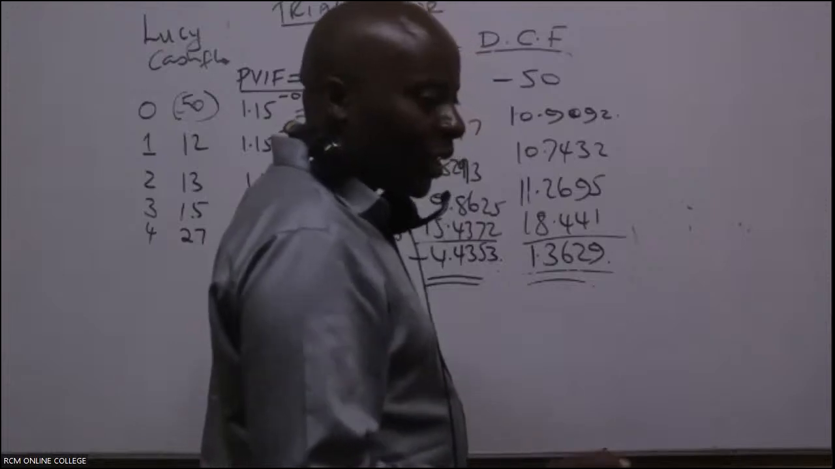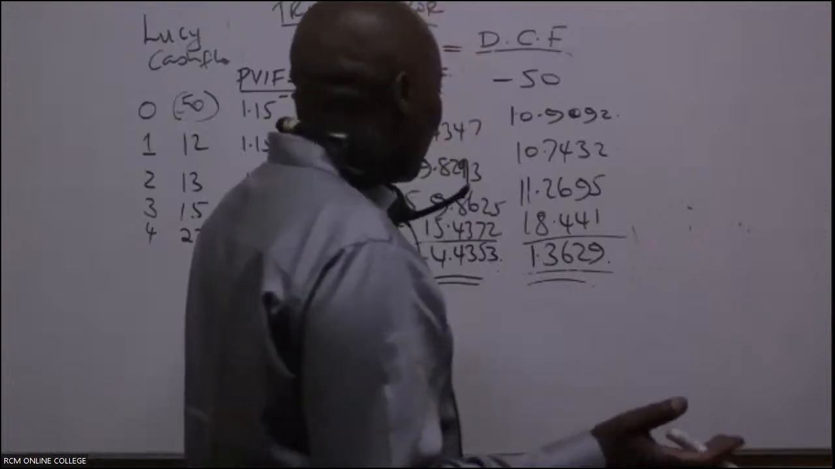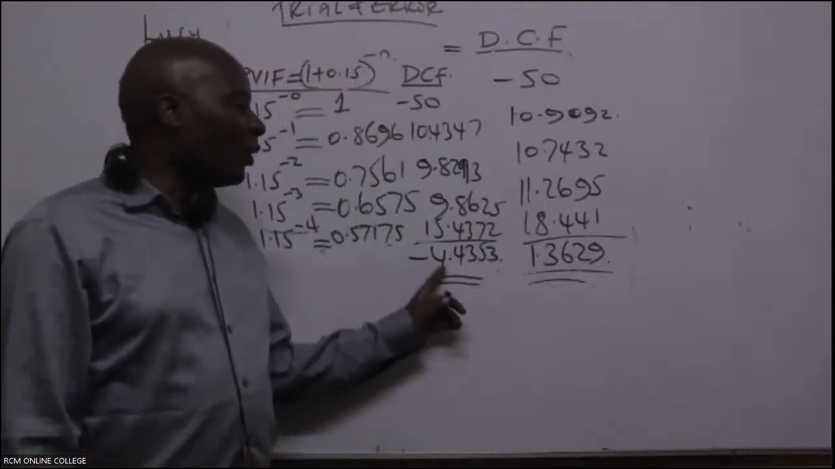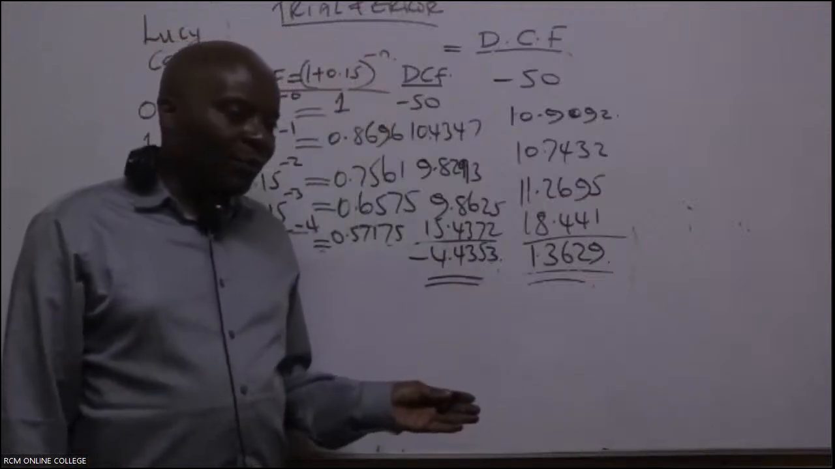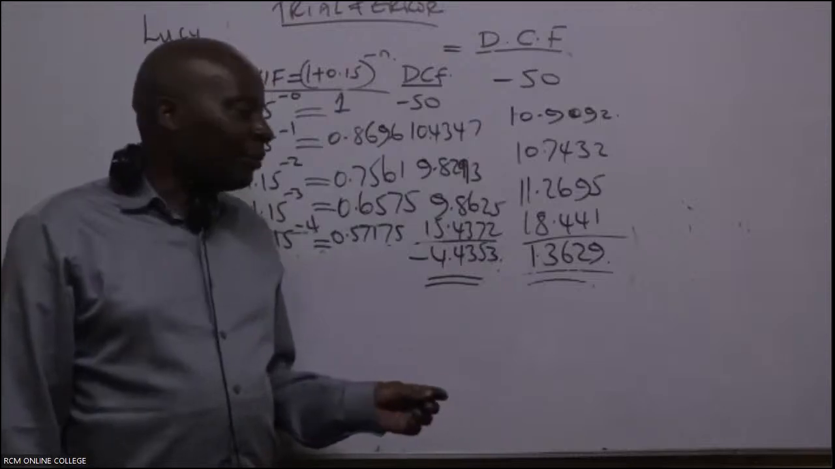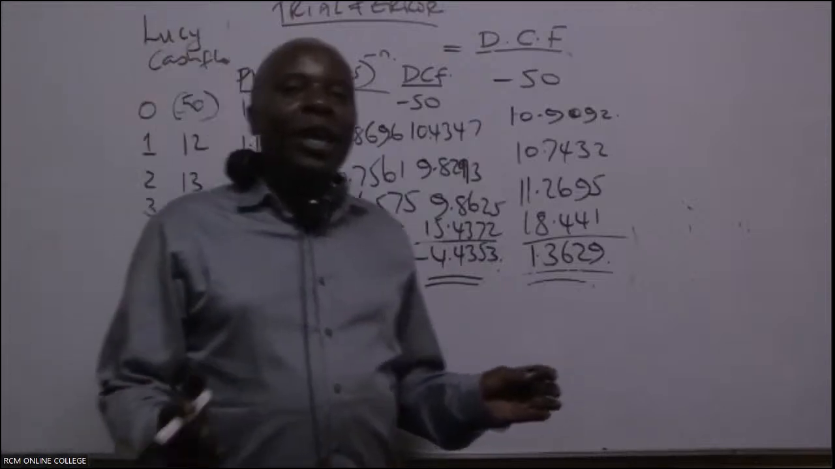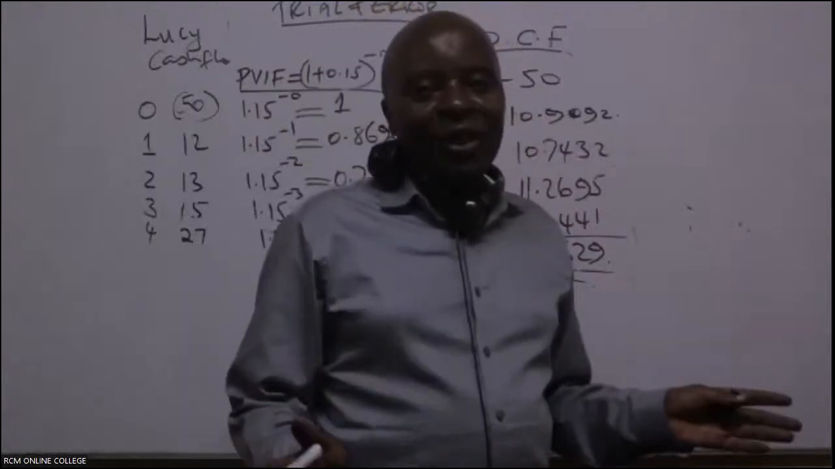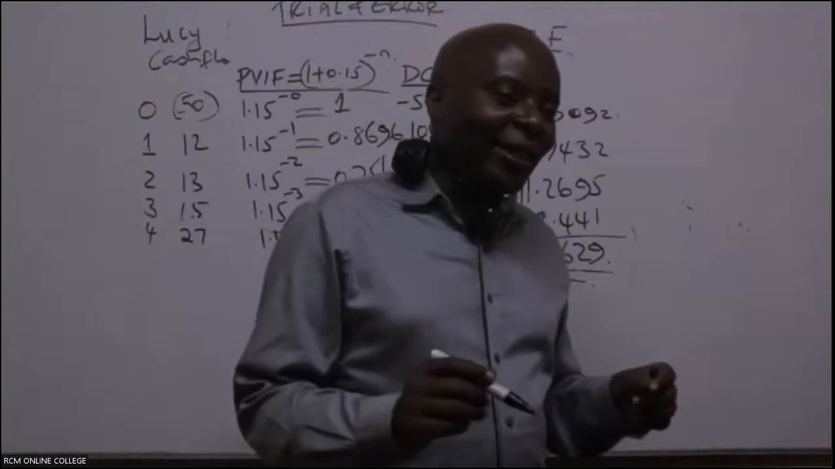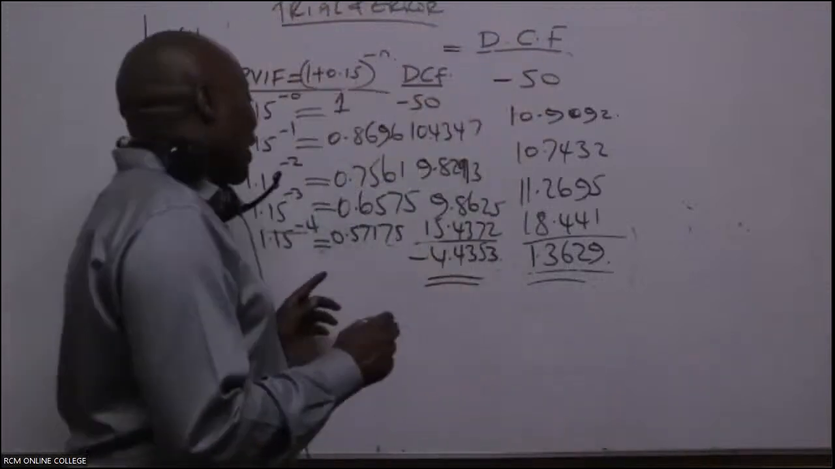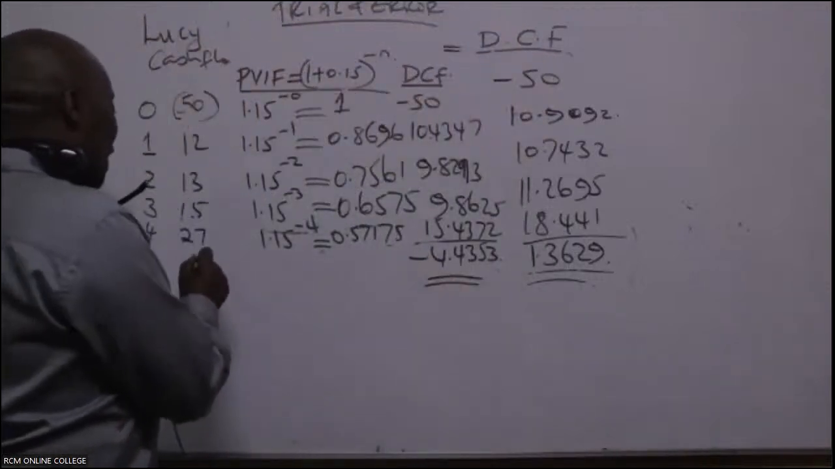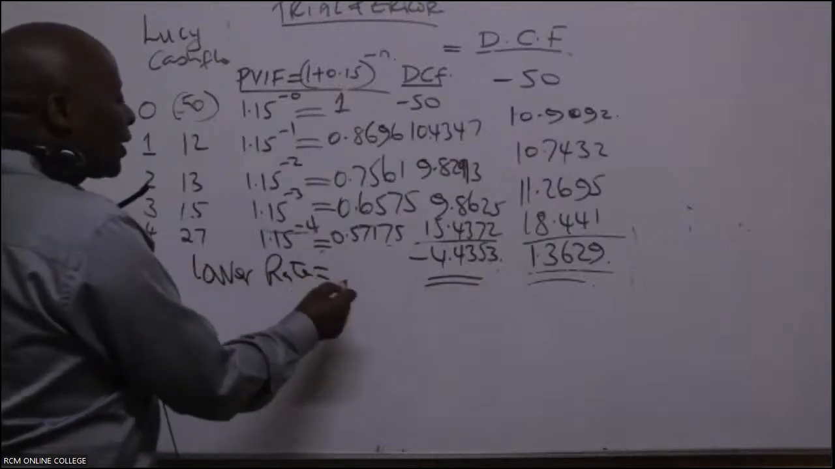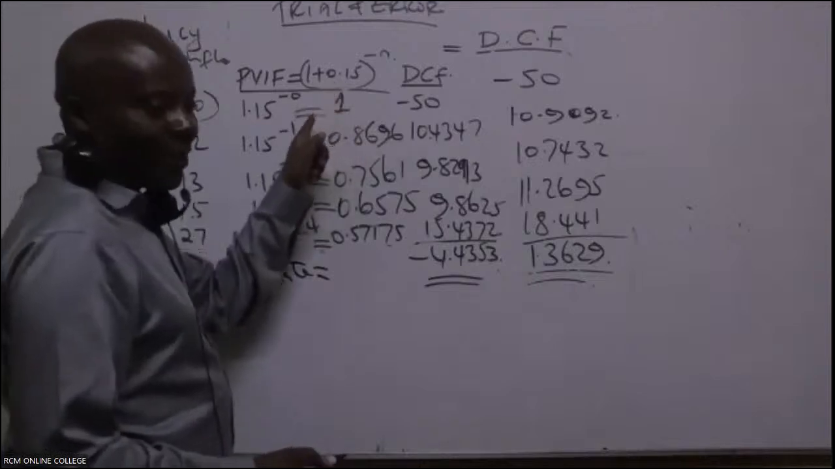Everybody's giving me their own answers, but it's because of rounding off errors. That should never bother us, so long as you have 4.4 something. Now, fortunately, I happen to have a positive NPV and a negative NPV. So what I need to do is identify a few things. I would want you to give me the lower rate. We have two rates, 10% and 15%.